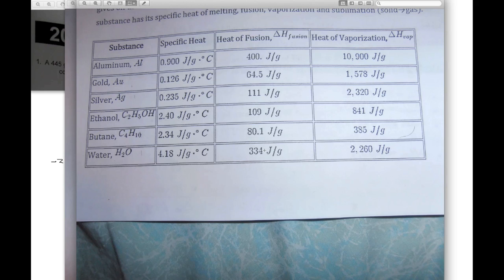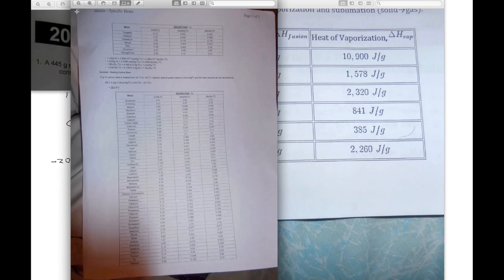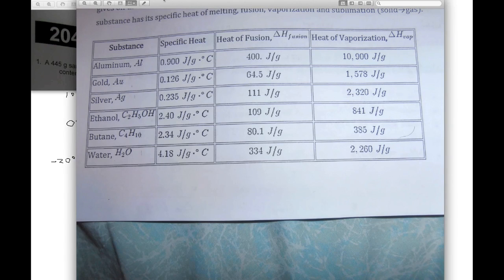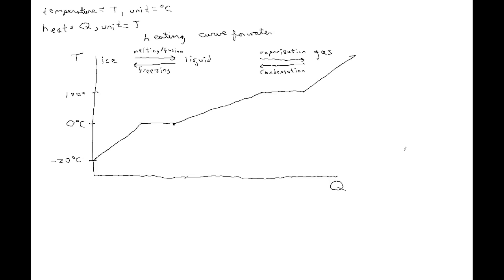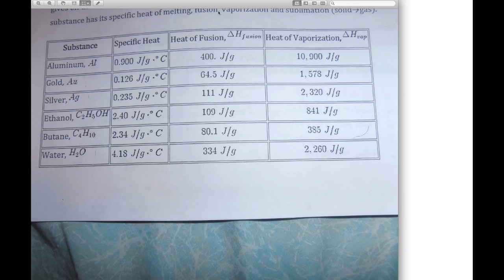So then what would be the heat of vaporization for water? Heat of vaporization of water would be 2,260 joules per gram. Good. And what would be the heat of condensation for water? Negative 2,260 joules per gram. Good. So I think that'll be a better way for us to be solving problems.